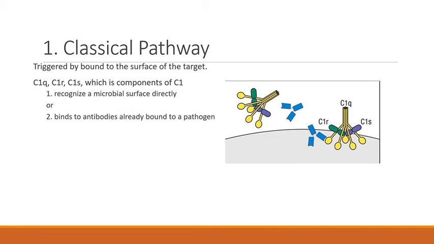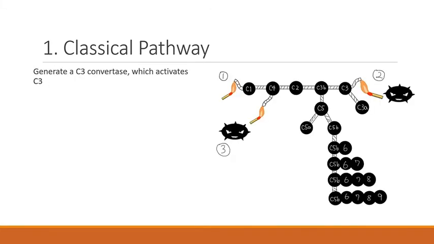First, the classical pathway. It is triggered by the antibodies bound to the surface of the target. In detail, proteins called C1q and C1s that are components of C1 interact with the pathogen surface or with antibodies bound to the surface. As you can see in the figure, when C1 is activated, then C4 is activated, and then C2. Like this, each complement is activated next to next, and finally leads to the whole activation process.